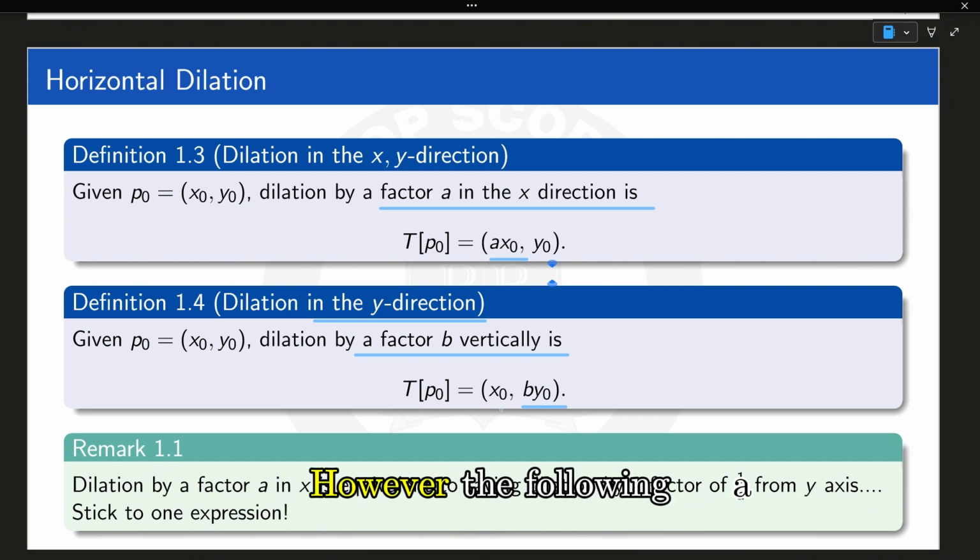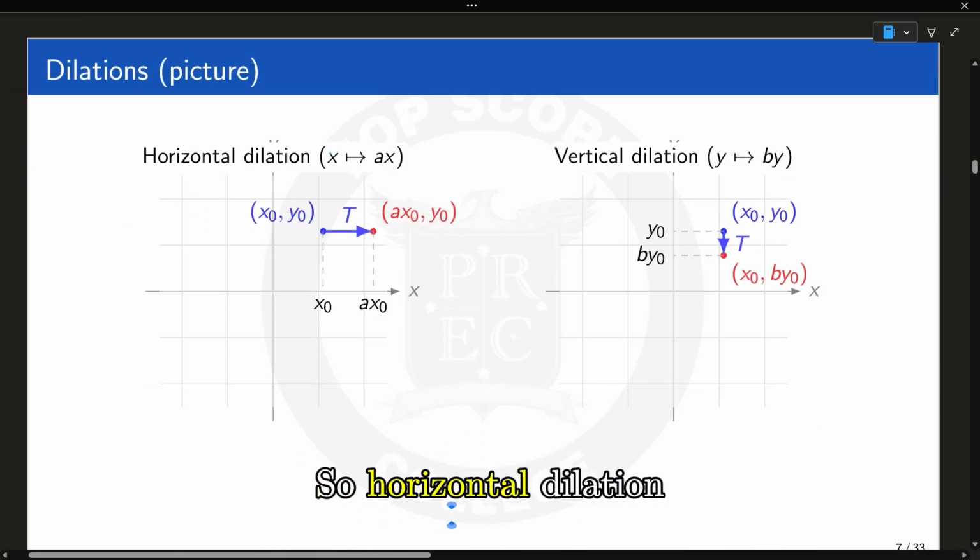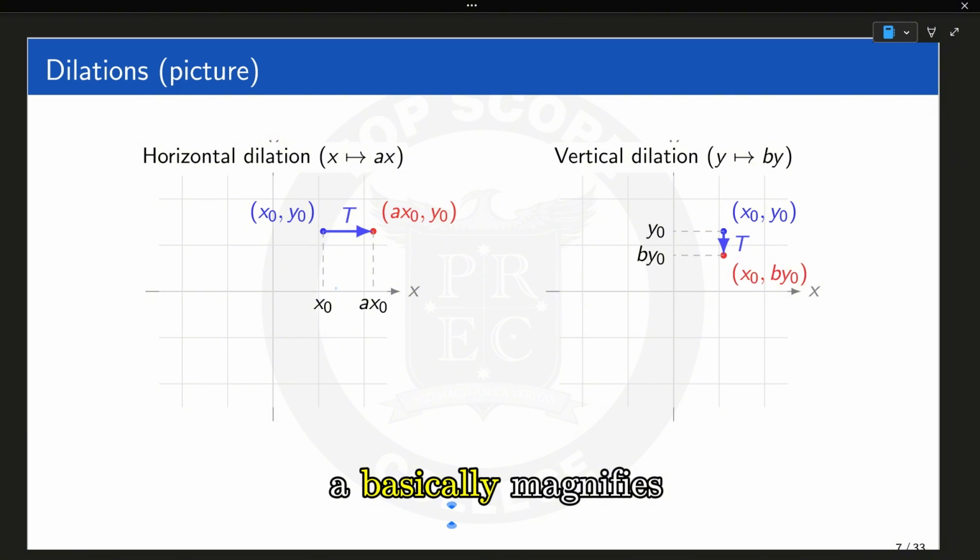As a remark, however, the following wording is equivalent to the one we have, which is that dilation by a factor of a in the x direction is equivalent to, say, dilation by a factor of a from the y-axis. Let's see this in the graph. So horizontal dilation by a factor of a basically magnifies the horizontal component by a, and dilation from the y-axis by a factor of a is actually identical. It's just a different wording, but it means the same thing, and you need to know that.